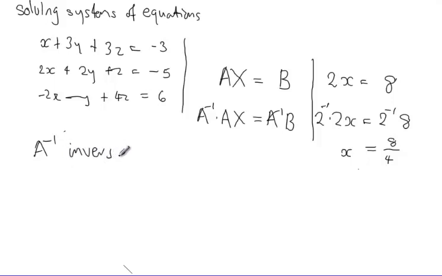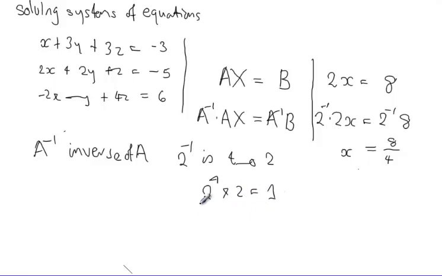Now the inverse of matrix A. This matrix is what 2 to the power minus 1 is to 2. I'm saying this matrix is the same thing that 2 to the minus 1 is to the number 2. What is important here? If I multiply 2 to the power minus 1 by 2, I get the identity for multiplication.